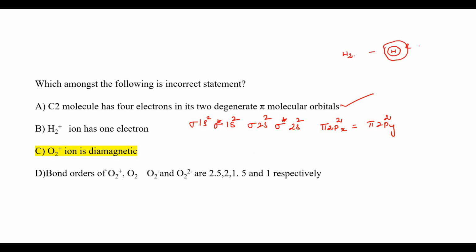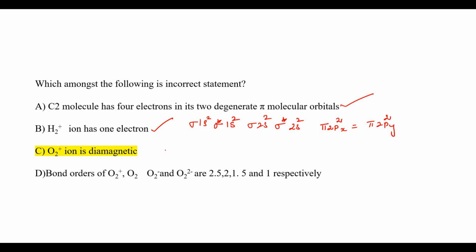Then the next statement is: H2 plus ion has only 1 electron. This is also true because a hydrogen atom has 1 electron, an H2 molecule has 2 electrons, and the H2 plus ion forms when an electron is removed from it. Therefore, this is also correct. The next statement is: O2 plus ion is diamagnetic.